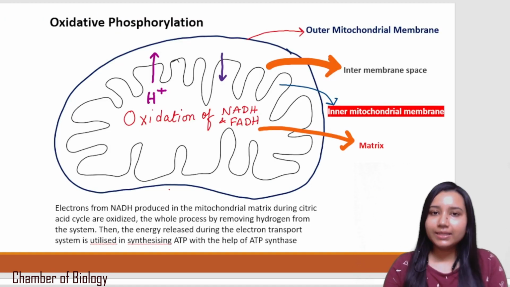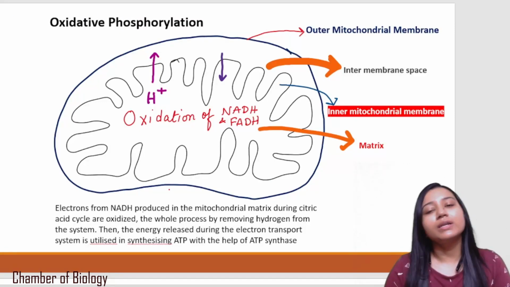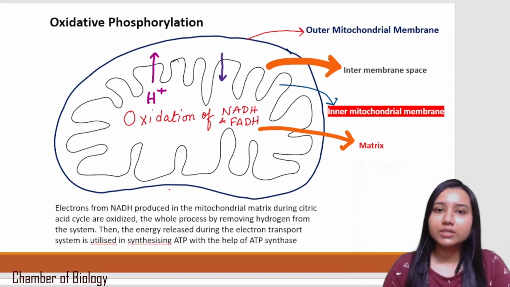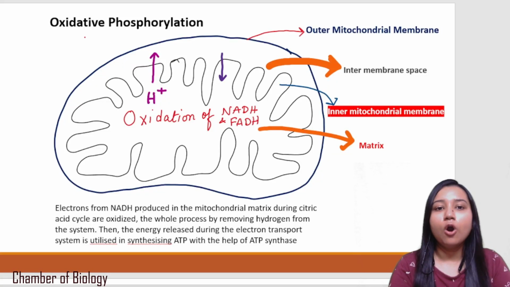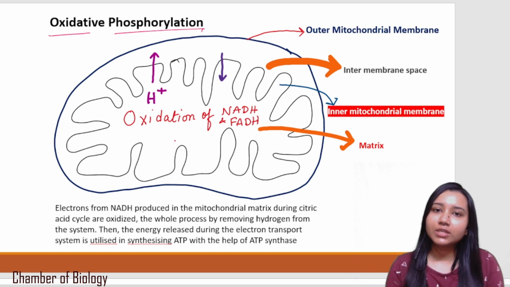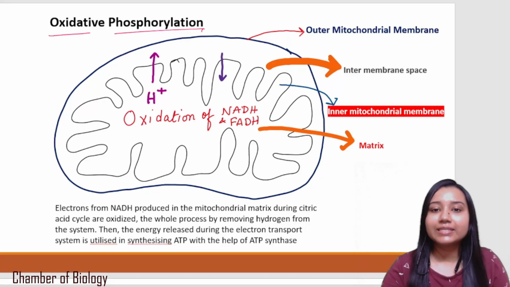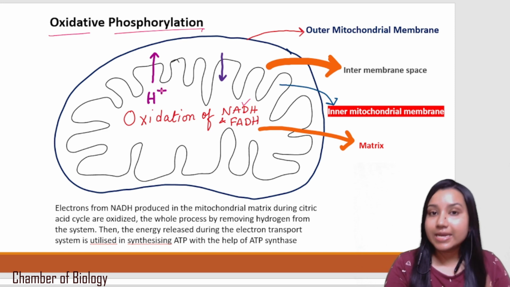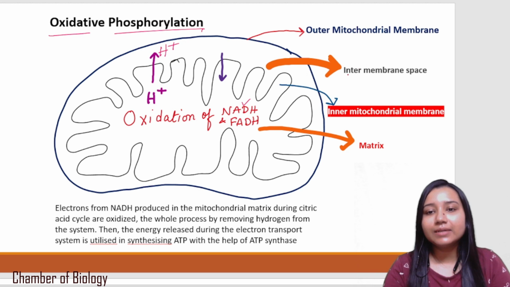Now, for getting this indirect ATP, we need to understand the electron transport chain. In this electron transport chain, basically oxidative phosphorylation takes place. That means, of course, there is going to be oxidation and phosphorylation. Why oxidation? Because when the NADH and FADH are oxidized, they are going to release H plus. Now, this H plus is going to be pumped into the intermembrane space.